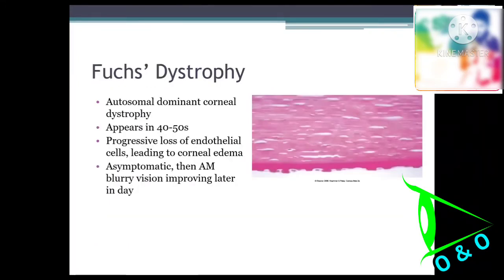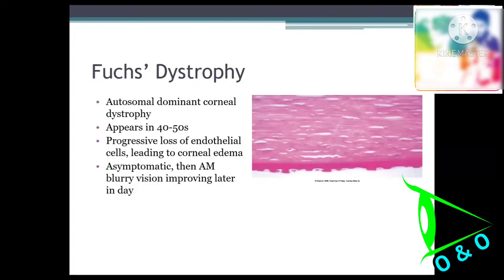So lastly, talking about Fuchs dystrophy. So Fuchs dystrophy, very common. It's an autosomal dominant corneal dystrophy. You actually don't see signs of it until the patient is usually in their 40s or 50s, even though it's an inherited condition. And what Fuchs dystrophy is, is a progressive loss of endothelial cells that leads to corneal edema.